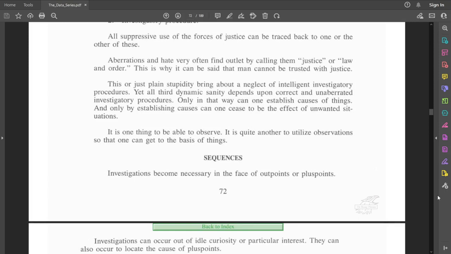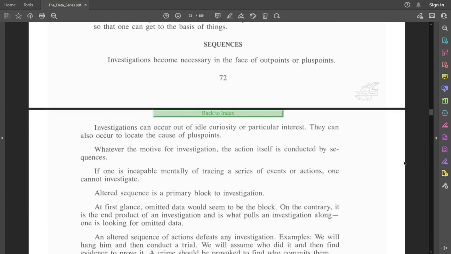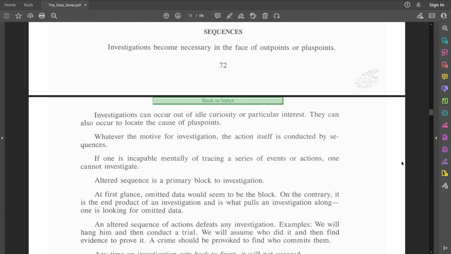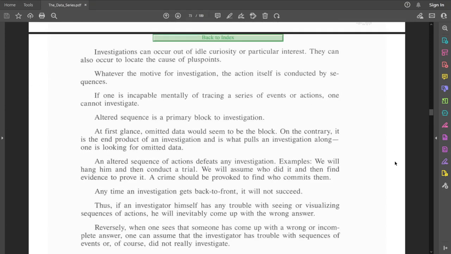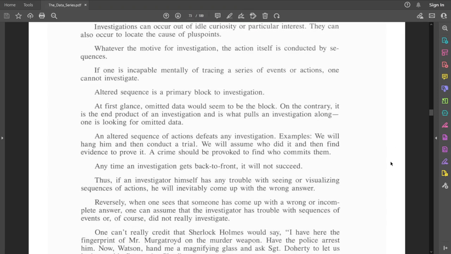It's one thing to be able to observe. It's quite another to utilize observations so that one can get to the basis of things. Sequences. Investigations become necessary in the face of outpoints or plus points. Investigations can occur out of idle curiosity or particular interest. They can also occur to locate the cause of plus points. Whatever the motive for investigation, the action itself is conducted by sequences.